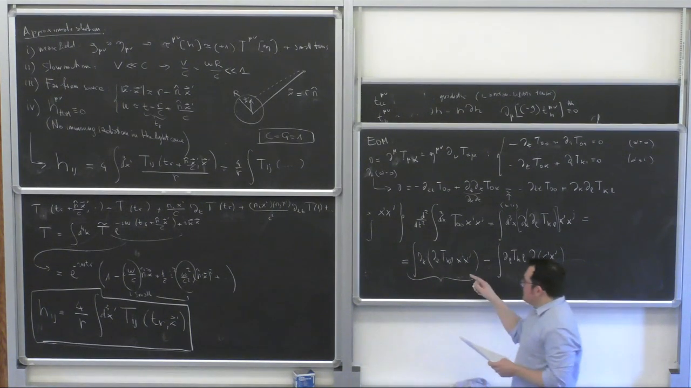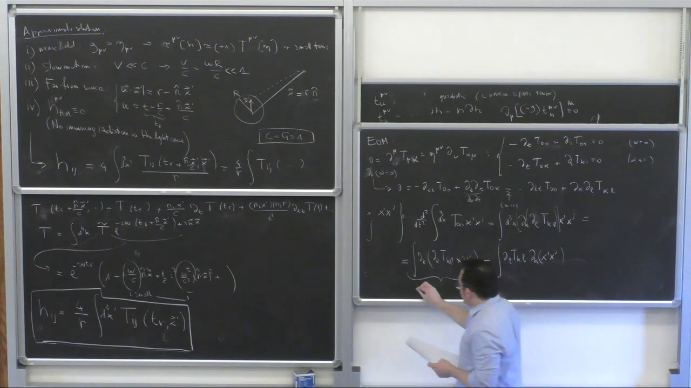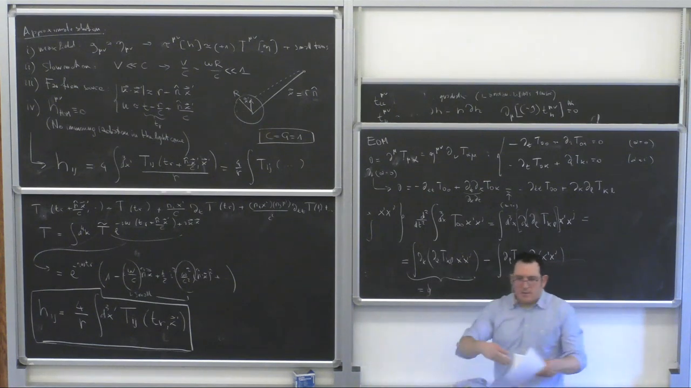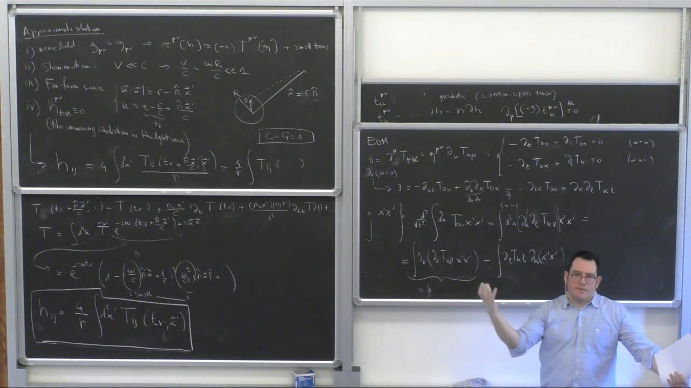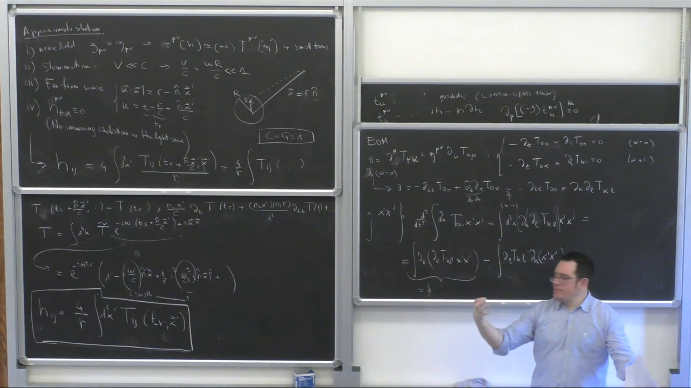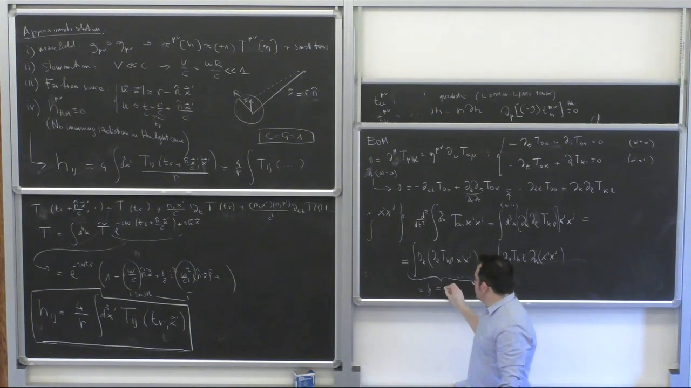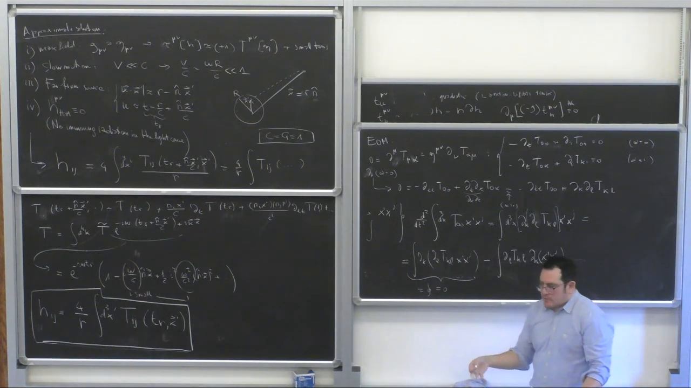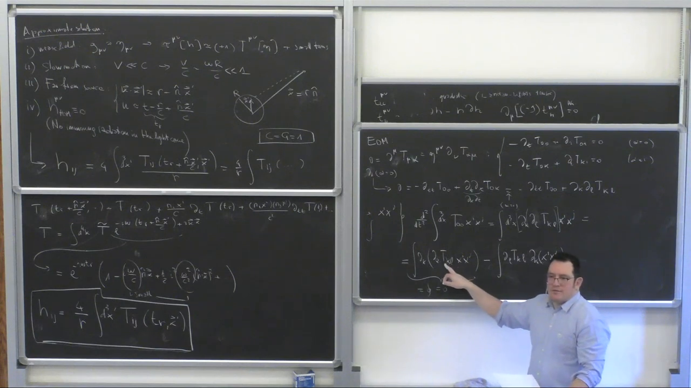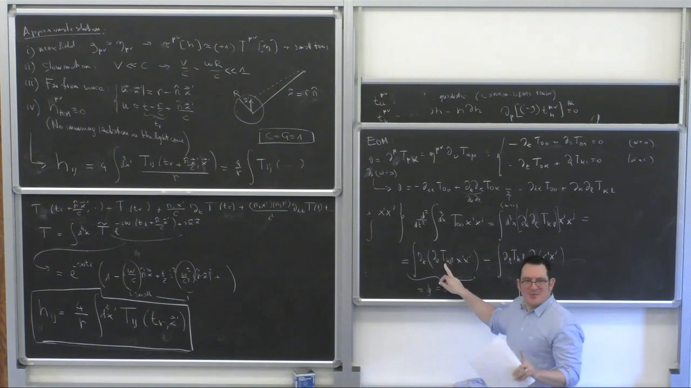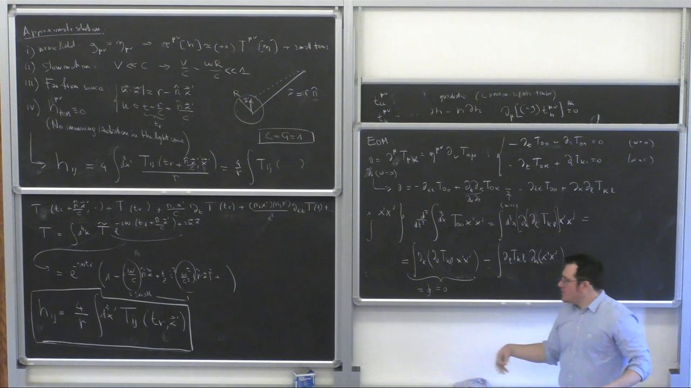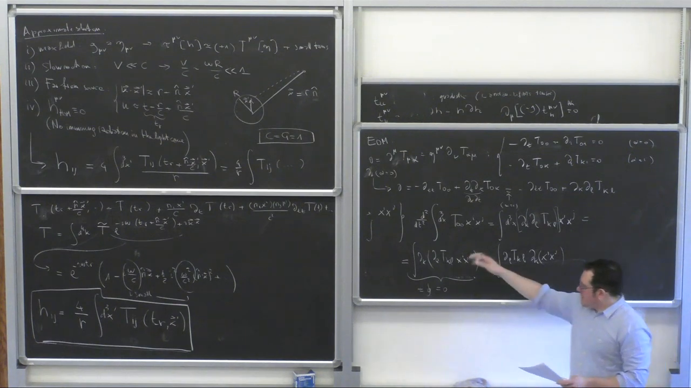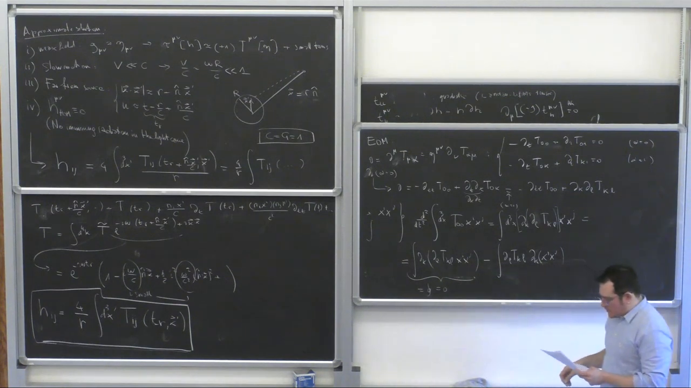This is now total divergence. So this becomes an integral on the surface. But if the surface is far away from the region of the source, okay, the source is compact support. I never said that, but the source must be compact support, okay? And so you can do this trick. You can take a larger surface and throw away all these terms.